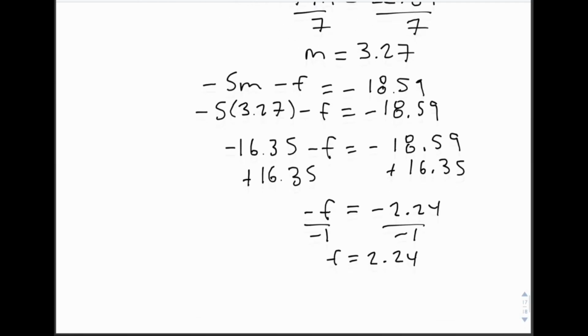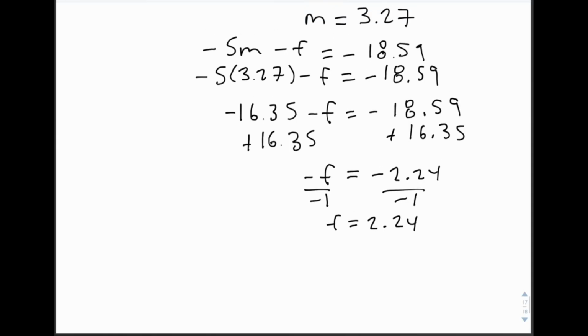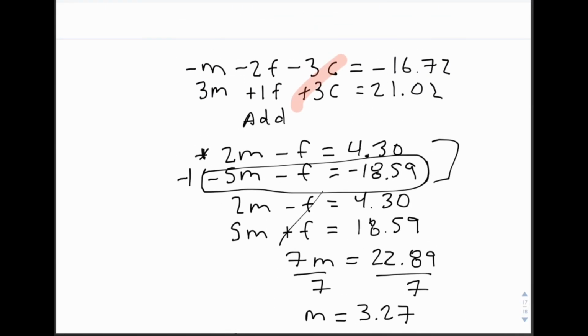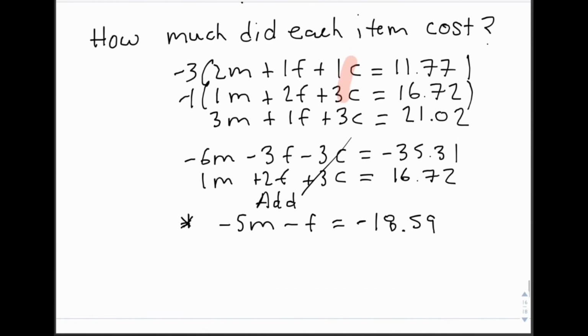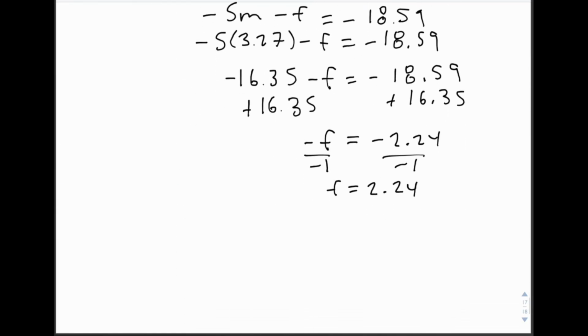So our last one that we need to figure out is the price of the bag of chips. If we go back up to our top, we can figure out which one of these we want to plug it into. Let's plug it into that top one, as we see that C is already isolated as 1C. So plug it into the top one here.